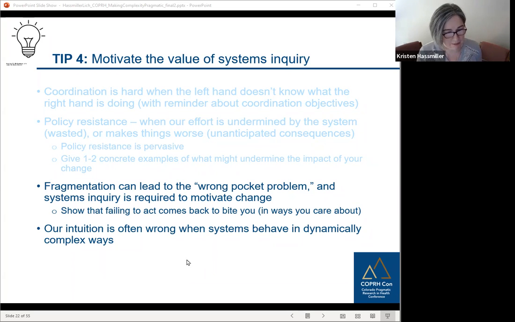Last but not least, our intuition is often wrong when systems behave in dynamically complex ways. What I mean by this is when we have change over time, we have feedback loops, we'll see examples of this all day. But problems where there are these change over time, ripple effects, sometimes they're quick, sometimes they're long, sometimes you've got different perspectives and they're responding to changes that each other creates. Maps and models can really support our intuition.